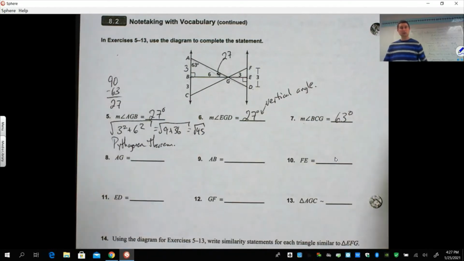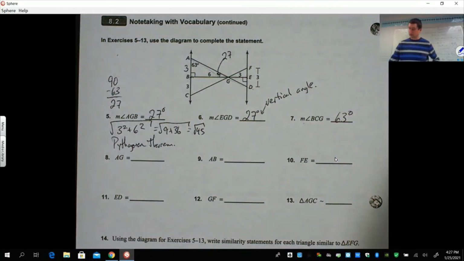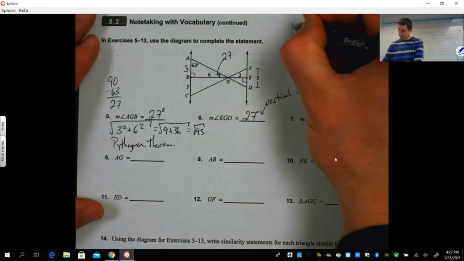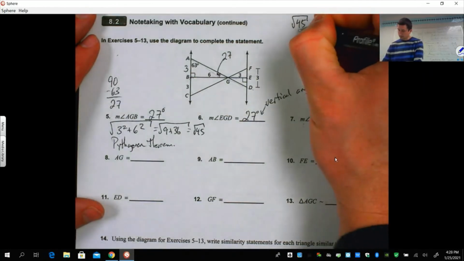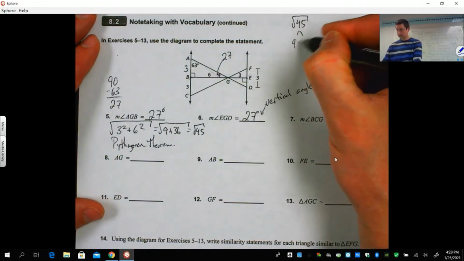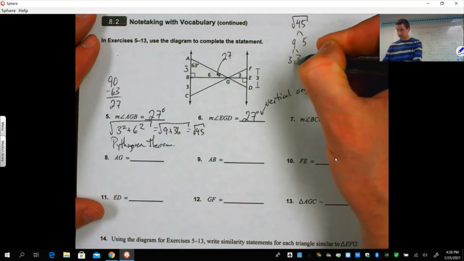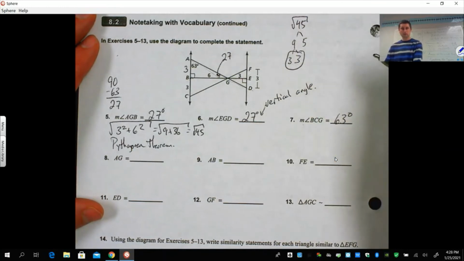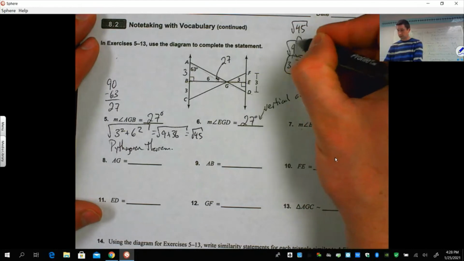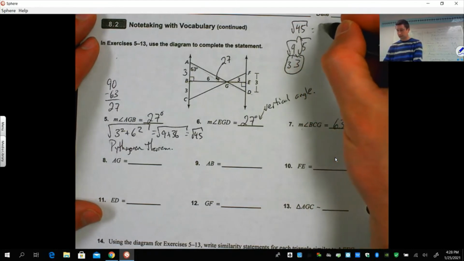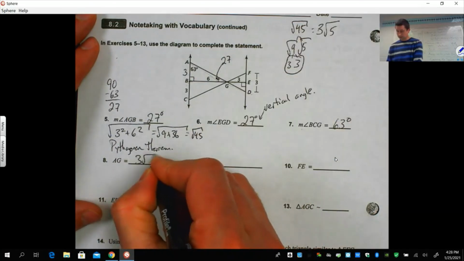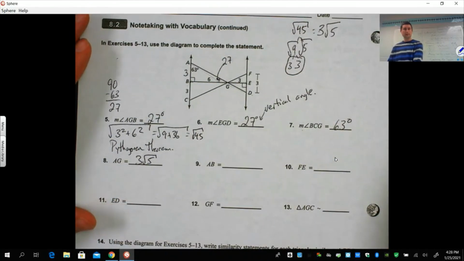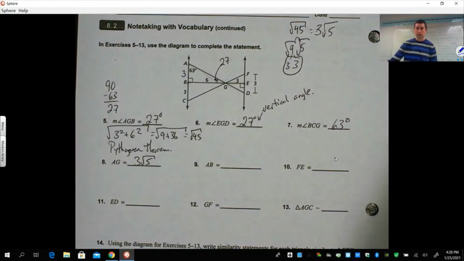We get to review some of our simplifying radicals right now. If you remember from Algebra 1, the square root of 45 is 9 times 5, which gives us 3 and 3. You have a pair of 3's. So the square root of 9 times the square root of 5 is written as 3 root 5, since the square root of 9 is 3. That's how we write this length. You will have to simplify those. Radicals can be simplified sometimes, just like fractions can be simplified.